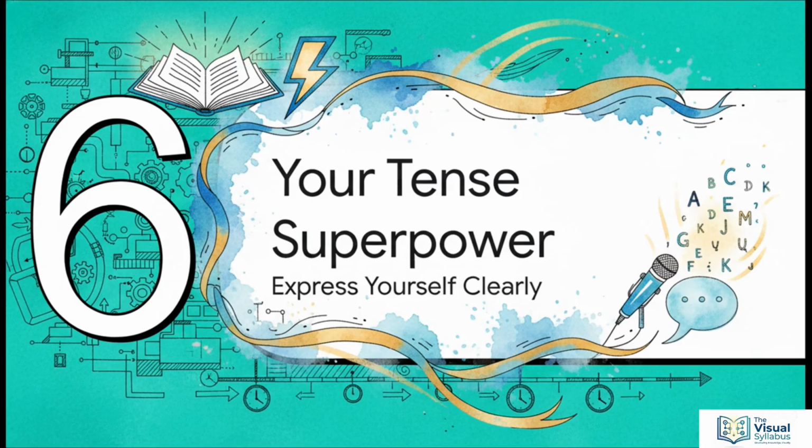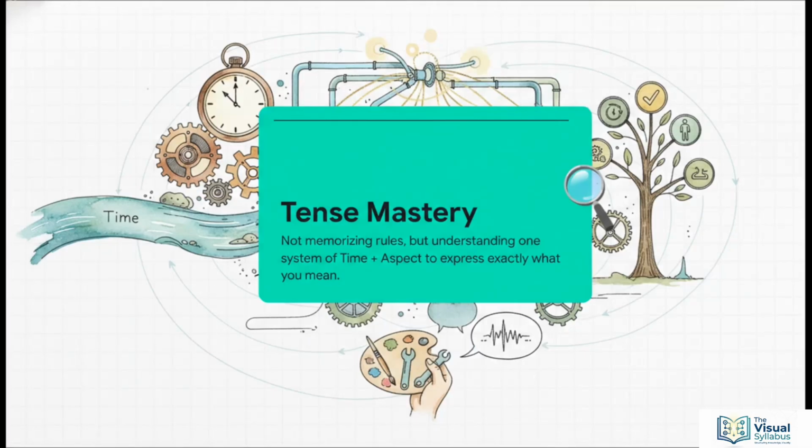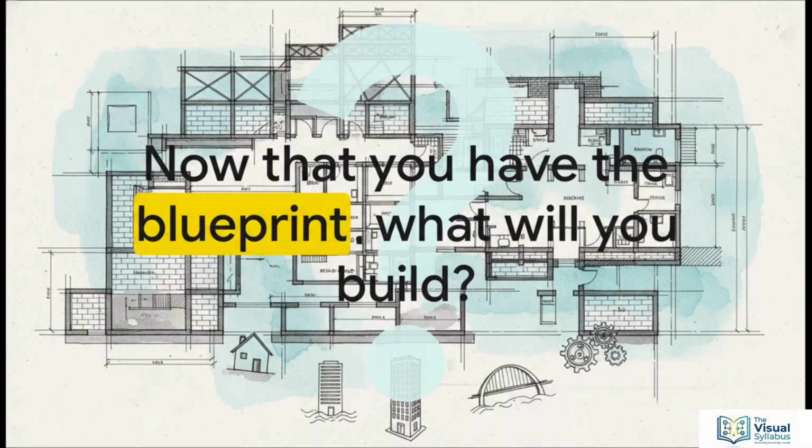So you see, once you understand this blueprint, English tenses stop being this awful thing you have to memorize. They become this amazing tool, almost like a superpower, that lets you say exactly what you mean with incredible precision. So here's the big takeaway. Tense mastery is not about memorizing 12 rules. It's about really, truly understanding this one simple system of time plus aspect. It's about being able to reach into your toolbox and pull out the perfect tense to build the exact meaning you want. So think of this blueprint as your set of architectural plans. You now have the structure, you have the logic to build clear, complex, and really interesting ideas in English. So the only question left is, what are you going to build with it?